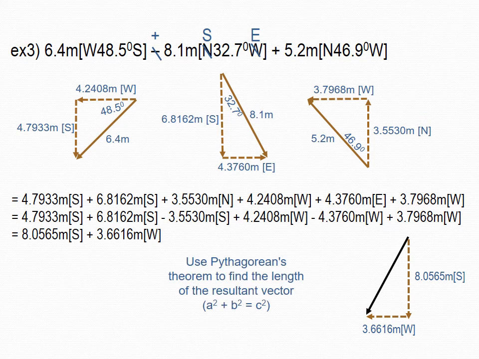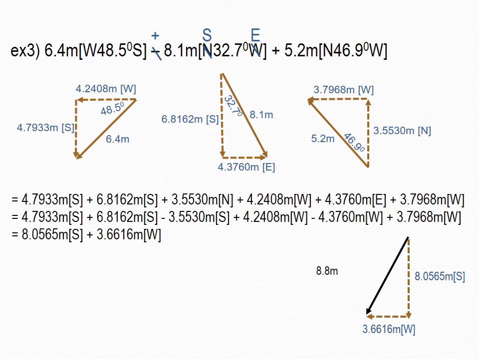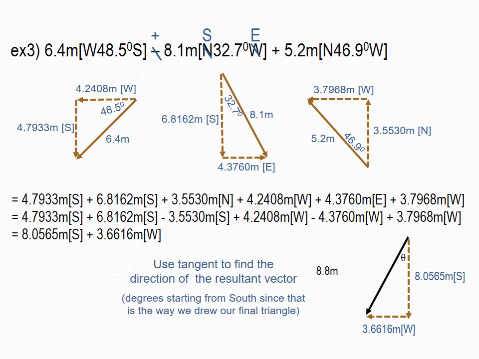I will then want to solve for the length of that side by using Pythagorean theorem. So the square root of 3.6616 squared plus 8.0565 squared equals 8.8 meters. I then want to get a direction for this vector. Again, I go to where I started, and that's where I want to find the angle from.